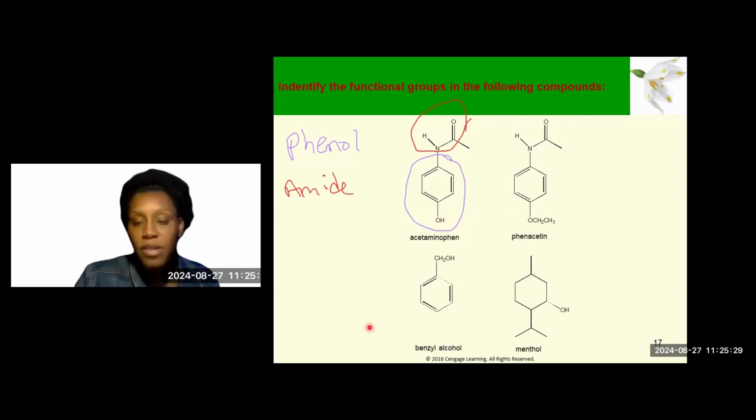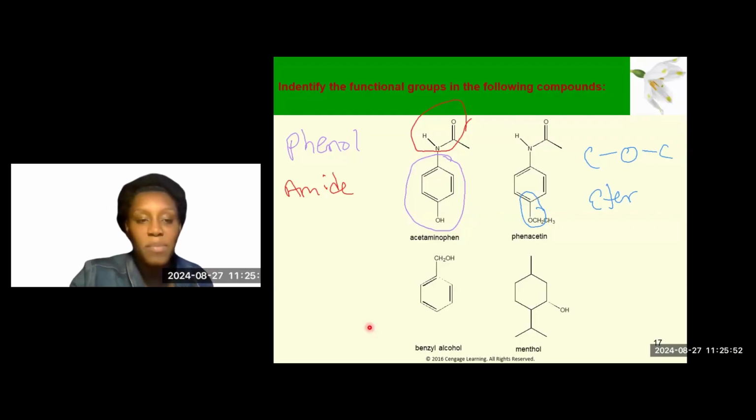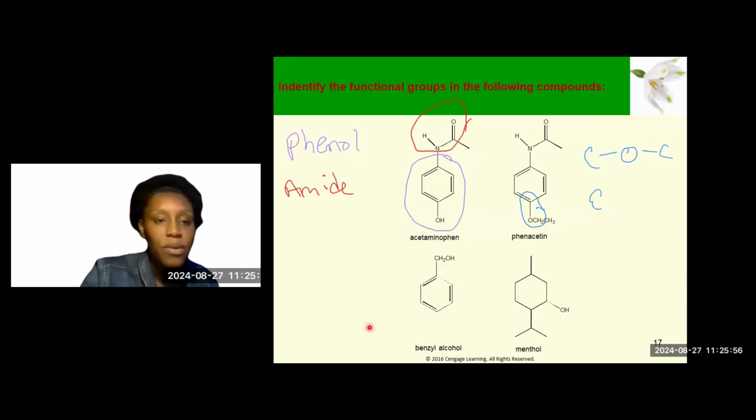So let's look at this next one. We have this oxygen single bonded to a carbon there. That one is referred to as an ether. Again, an ether is when you have an oxygen with two carbons on both sides. Those carbons can be attached to anything else. It doesn't matter what it's attached to. As long as you have an oxygen single bonded to two carbons, that's referred to as an ether.